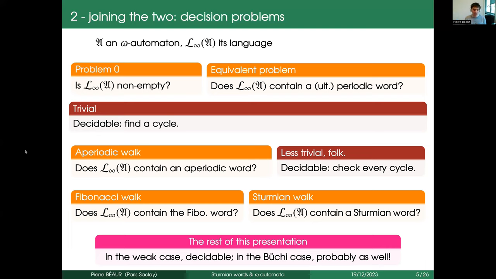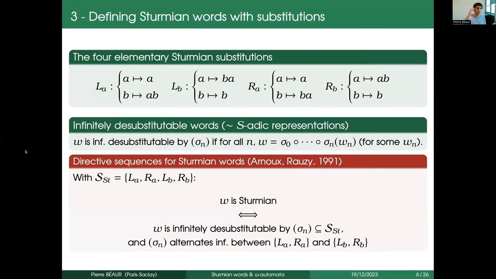In the rest of the presentation, I will show you that in the case of the weak omega automaton, it's decidable. And I will continue on the rest of the presentation to talk to you about the case of Büchi automata. So to do this, I will need a new definition for Sturmian words, because complexity won't be enough to continue. This definition is the definition through S-adic representations, and it uses substitutions.